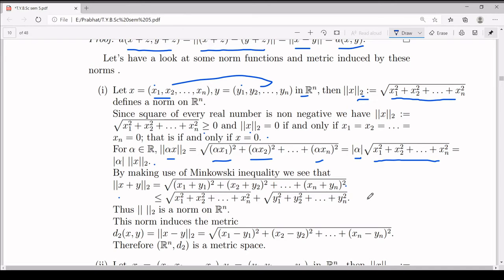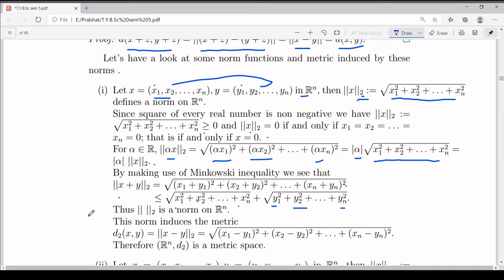Now by Minkowski inequality you are going to get that this part is less than or equal to the square root of x1 square plus x2 square plus ... plus xn square, plus the square root of y1 square plus y2 square plus ... plus yn square. And this first part is your norm x and this second part is your norm y, and that proves that norm of x plus y is less than or equal to norm x plus norm y. That means the function which you have defined is a norm function.